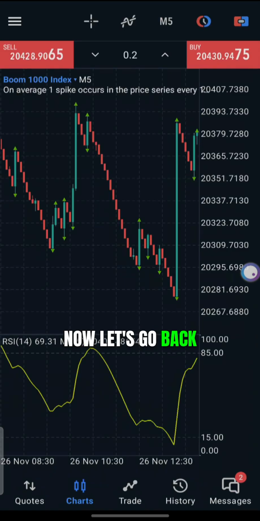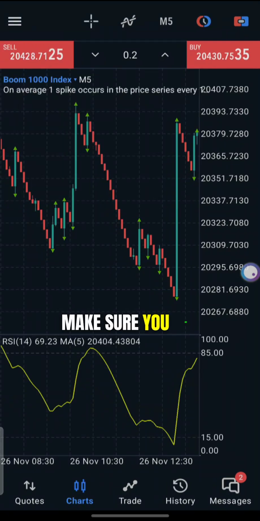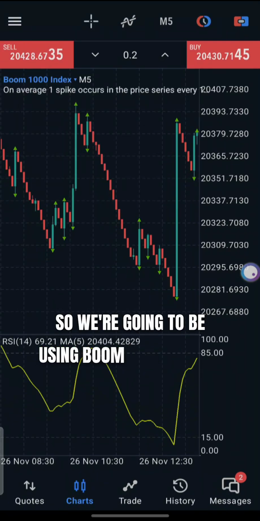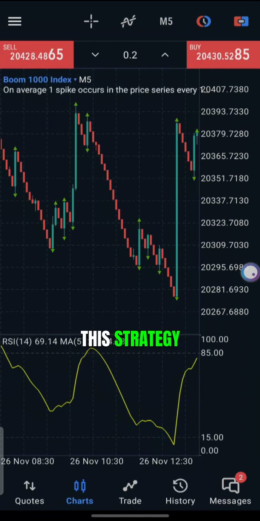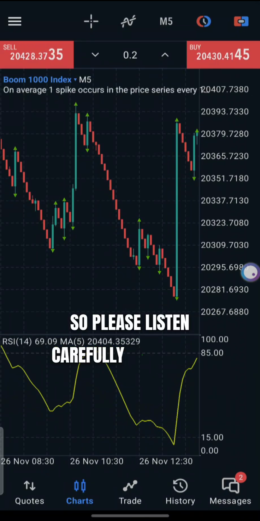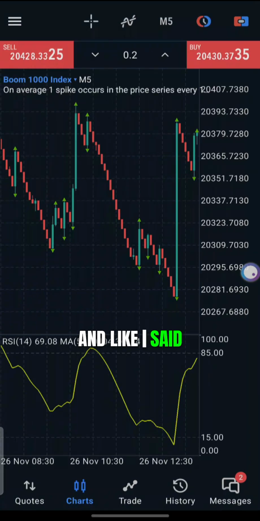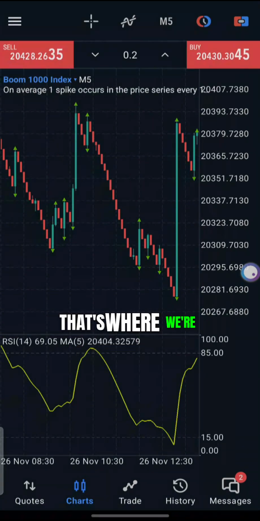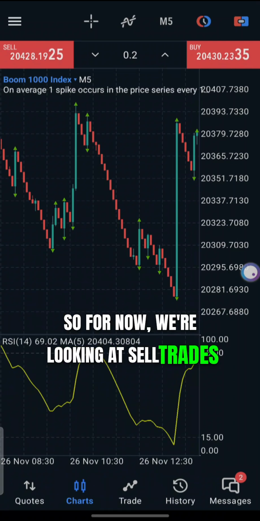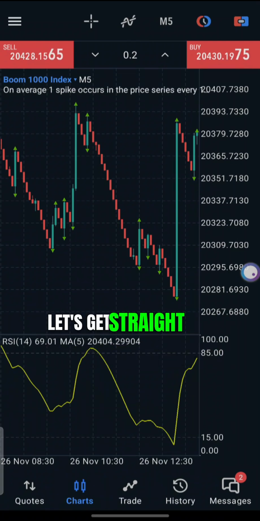Now let's go back. For Boom, make sure you're selling. We're going to be using Boom 1000 to look for sell trades only. That's how I managed to make more profit using this strategy. So please listen carefully and let me show you how it's done. Like I said, we're looking to sell only for Boom 1000. For Crash 1000, that's where we're going to look for buy trades. So for now, we're looking at sell trades.